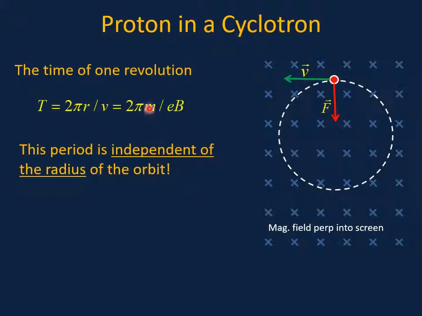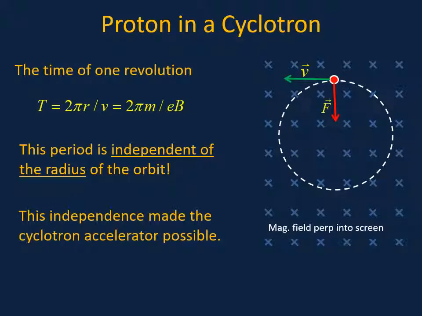What is involved here is purely the properties of the particle, the mass and the charge, and of course the magnetic field. And since we've decided to keep the magnetic field uniform over this entire region, no matter what the radius of the orbit is, the proton is going to take the same amount of time. So this is the building principle, or the principle behind the design of the cyclotron.